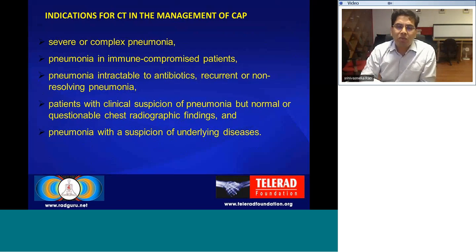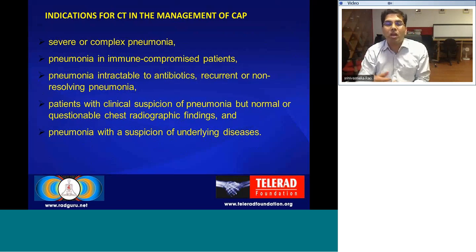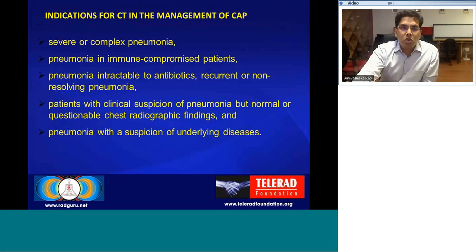So when do we do CT? We don't do CT for all community-acquired pneumonias. When the pneumonia is very severe or complex or involving both lungs, that's the time you go ahead and do CT to see what is the cause for pneumonia, or in pneumonia in an immunocompromised patient. If the patient's got HIV, or is on chemotherapy, or some sort of immunosuppression is there, in those patients you can probably do a CT in the first instance. And then when pneumonia is not amenable to antibiotics, it's not being treated by antibiotics.